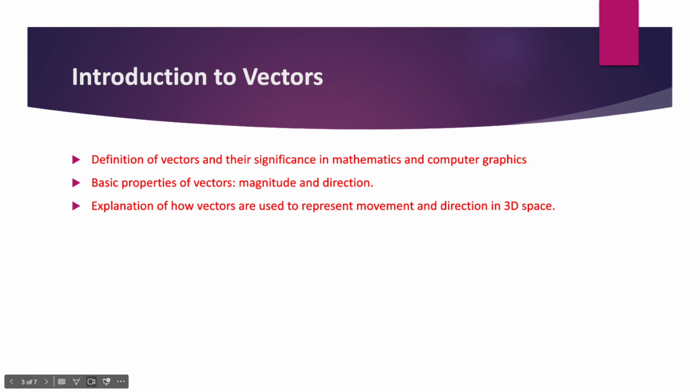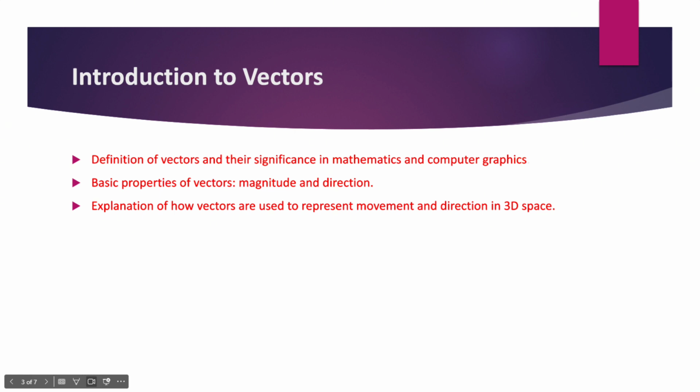In computer graphics, vectors play a crucial role in representing various elements such as positions, velocities, forces, and directions. They are essential for describing objects' movements, transformations, and orientations in three-dimensional (3D) space. Here's how vectors are significant in mathematics and computer graphics.